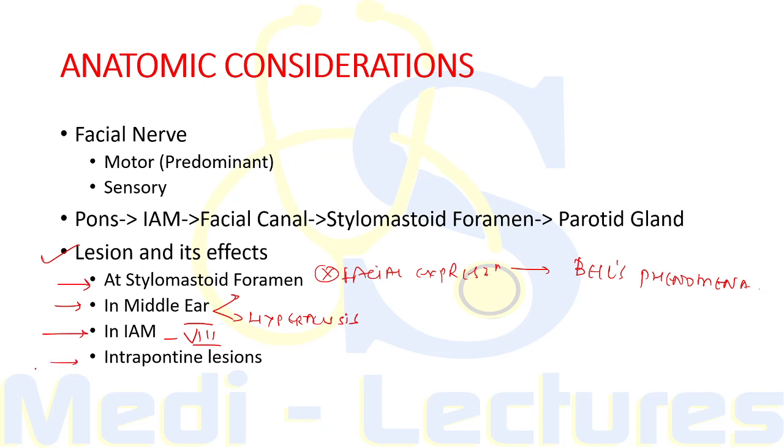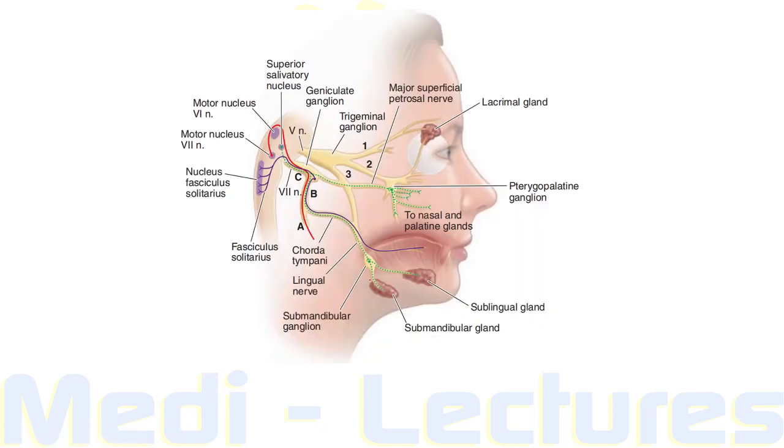Now intrapontine lesions can lead to sixth nerve paralysis, and damage to corticospinal tracts as well as sensory tracts along with the facial nerve. Now this figure is showing the course of the facial nerve and it should be read in detail.